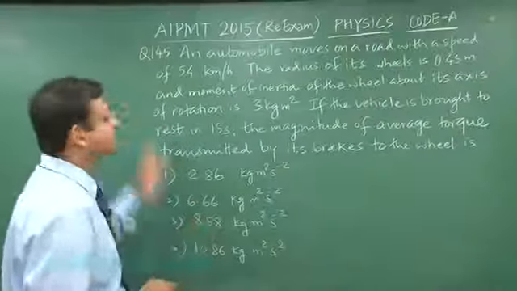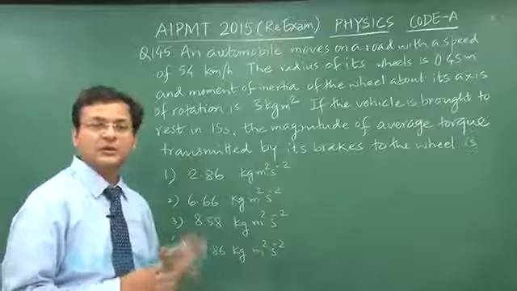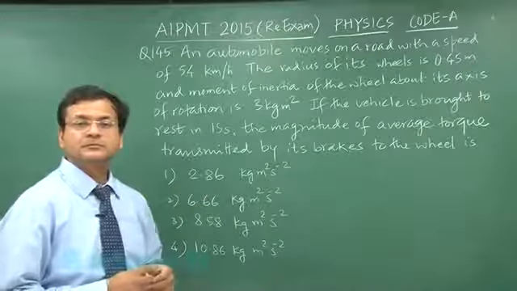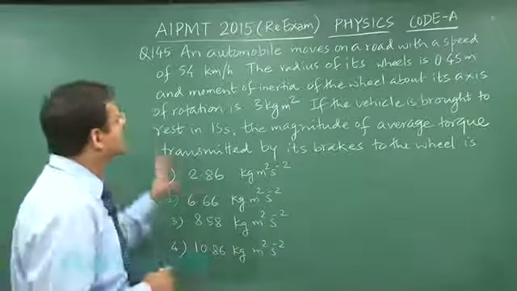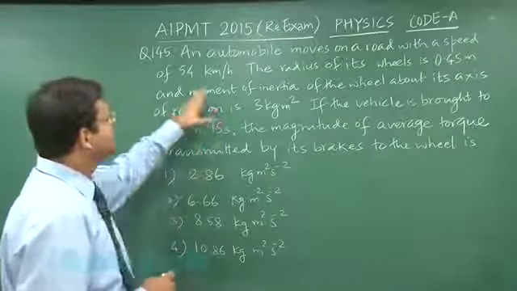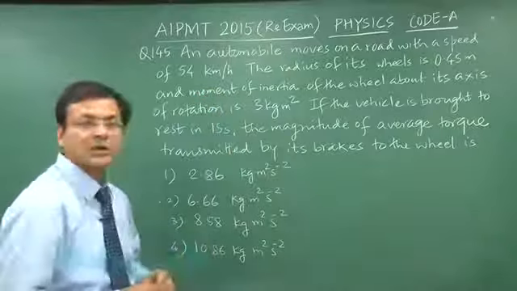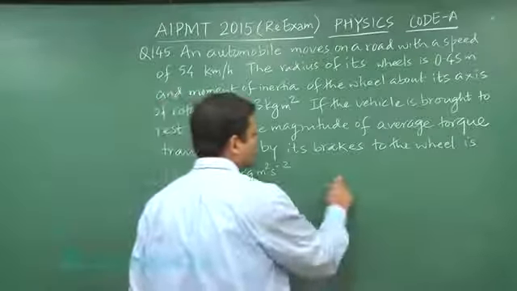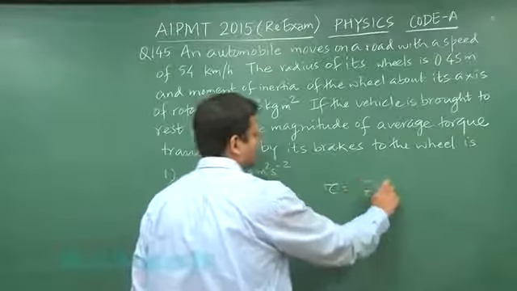Now this question, that is question 145, which is based on the chapter circular motion dynamics. Here it is given to you that there is a wheel which is having a linear velocity. You have to find out the average torque. So torque, simply you can use the formula I alpha, isn't it?